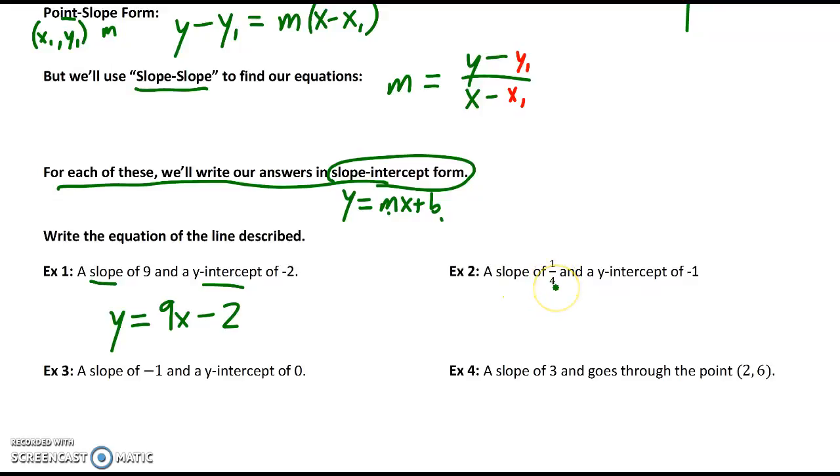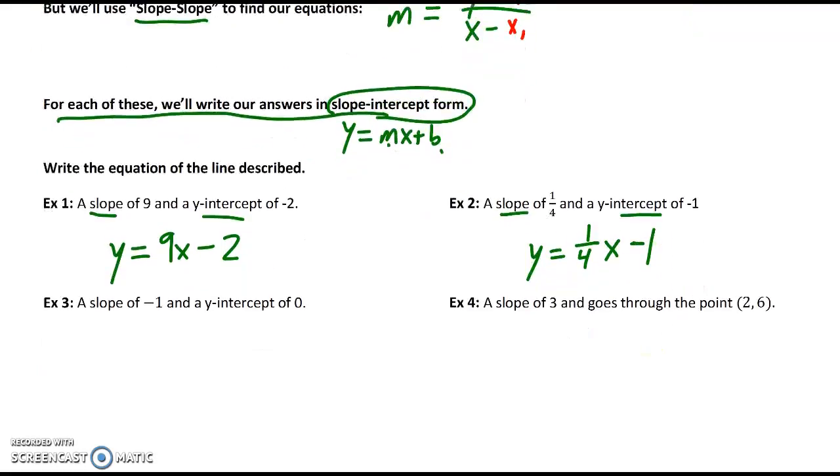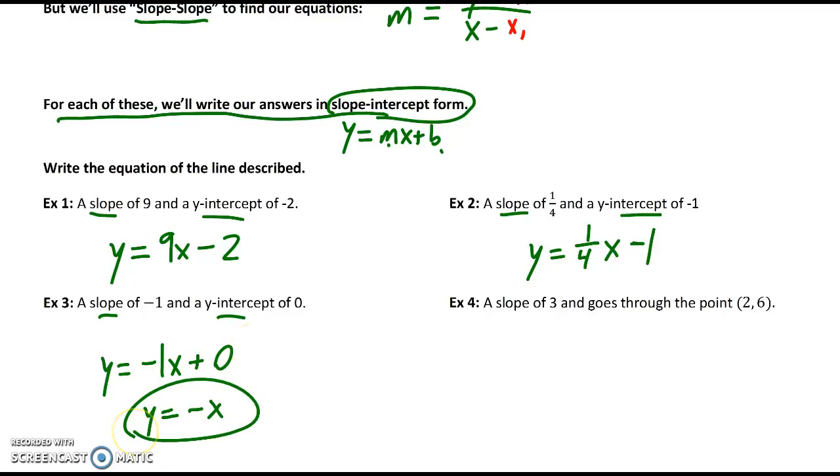Let's try number 2. A slope of 1/4 and a y-intercept of negative 1. Again, we have a slope, we have an intercept. So y equals mx plus b, so it'd be plus negative 1, which is really just minus 1. Okay. How about number 3? A slope of negative 1 and a y-intercept of 0. Again, slope and intercept. So y equals negative 1x. Really, this is plus 0, but honestly, I wouldn't expect you to write your answer like that. I would much prefer y equals negative x. That's all you really have to do.